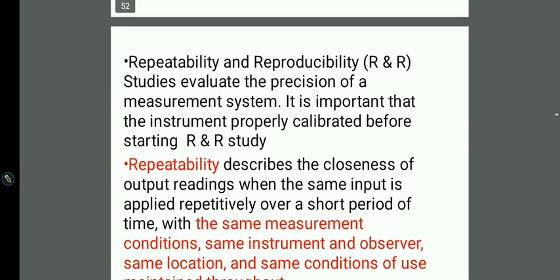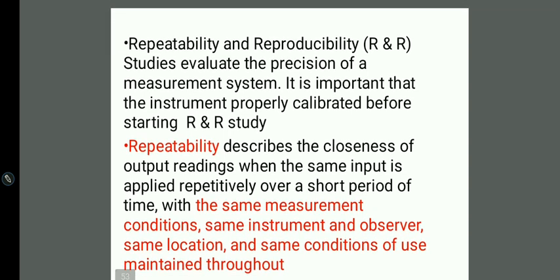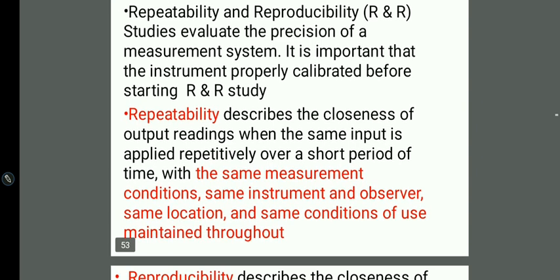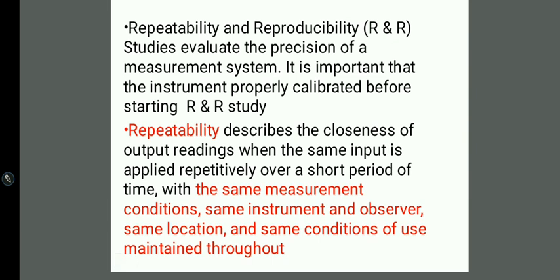So we know what repeatability is. That is the ability of an instrument to give the same output again and again when the measurement is taken at different times over a short period of time, provided the instrument conditions are the same. The same instrument and observer should be used, the same location, and the same conditions throughout. So that is repeatability, the ability of an instrument to give the same reading again and again when the measurement is taken over a short period of time under the same measurement conditions.